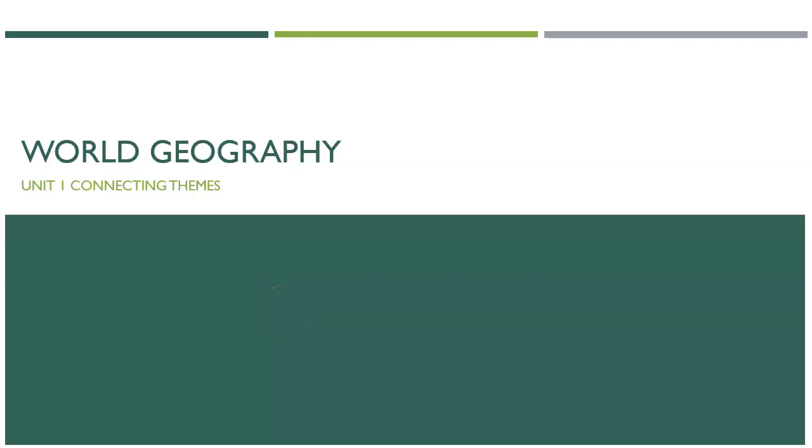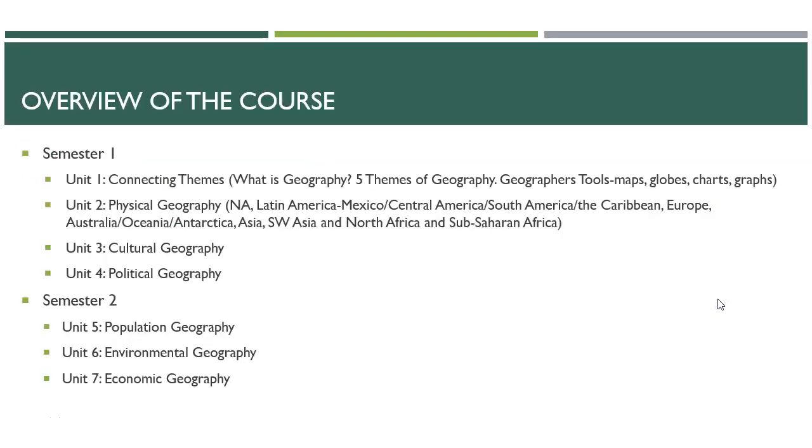Hey, this is a quick little review of our Unit 1, starting with lessons 1 and 2. Just a quick overview of the course. For first semester, we'll be doing connecting themes, physical geography, cultural geography, political geography. Semester 2 will follow up with population, environmental, and economic geography.